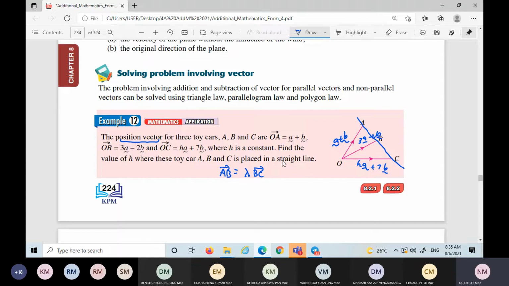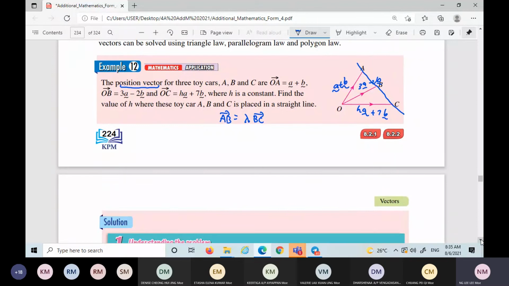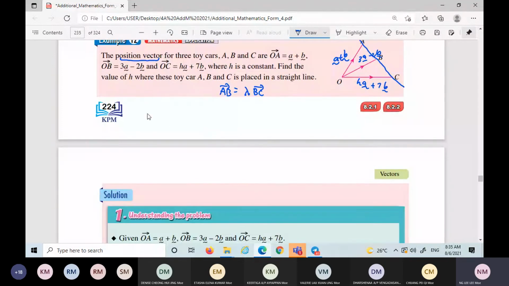I think the textbook is using another way. They are using AB and AC. I'm using AB and BC. So I don't follow the textbook one. I want to do it by myself, and then see whether I can get the same thing as the textbook. So that you know that actually you can use AB, BC, or AC, and choose any two to form these equations. So I start with AB.